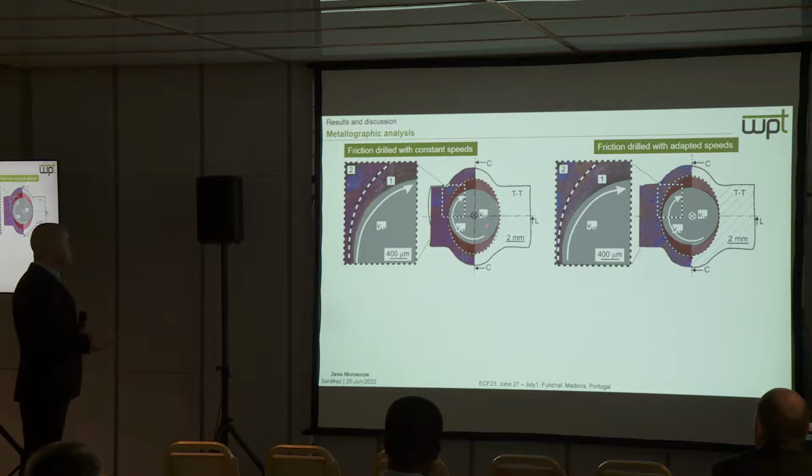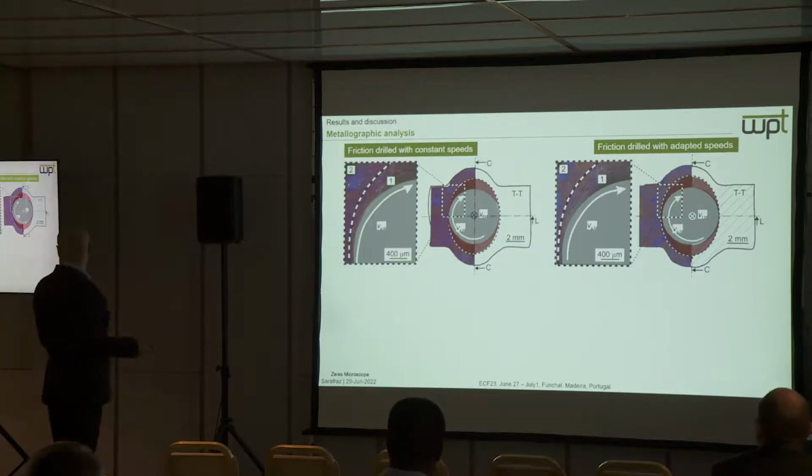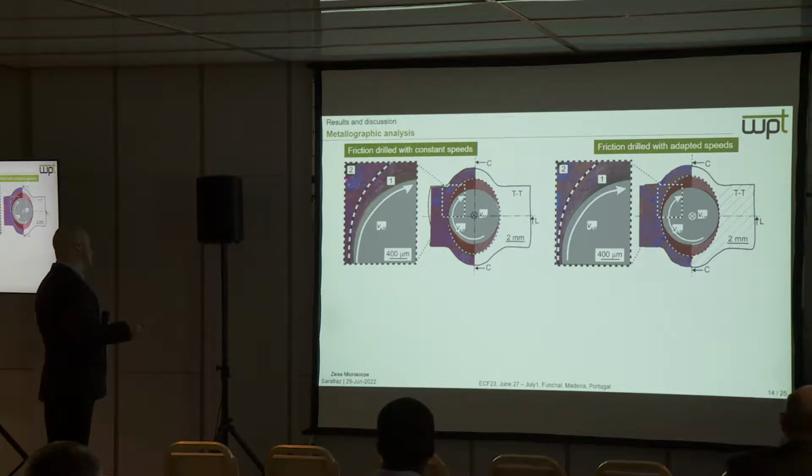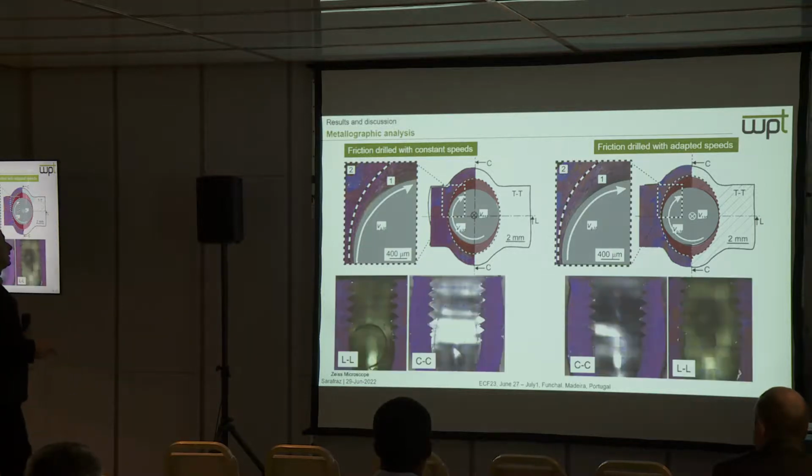This red color region is responsible for sheared and expanded material. In the second region, the material was only expanded in the cross direction. No difference was observed between constant speed and adapted speed.